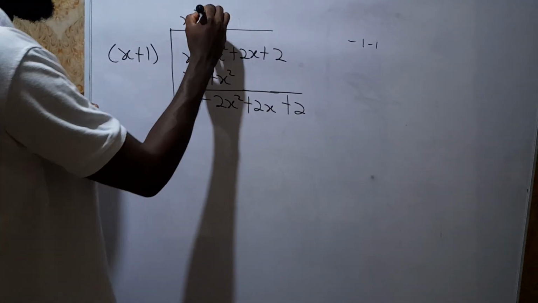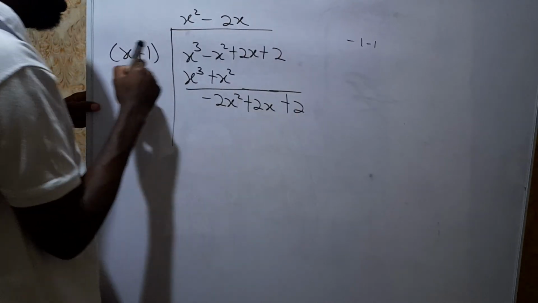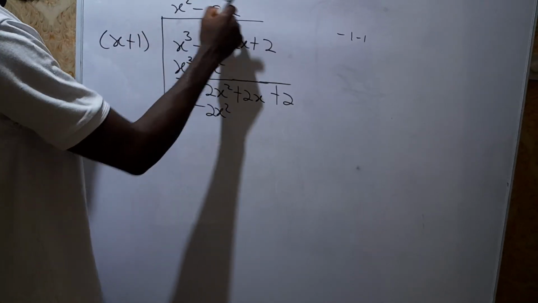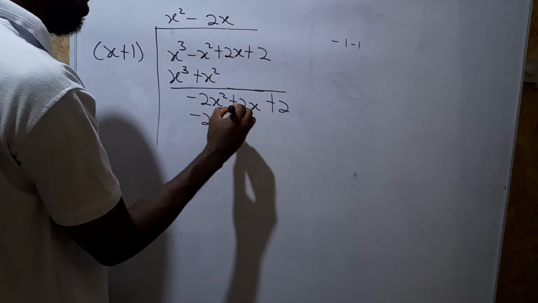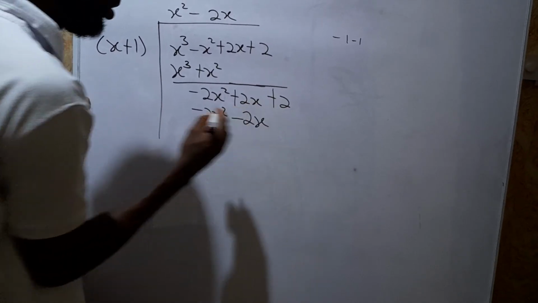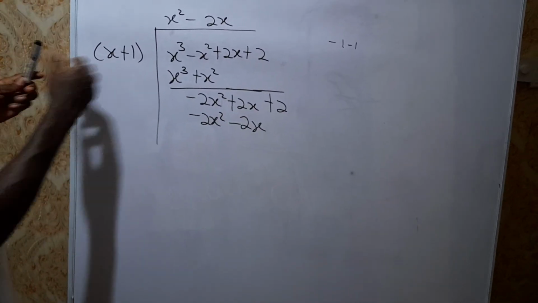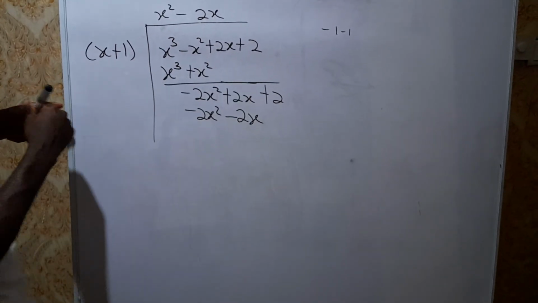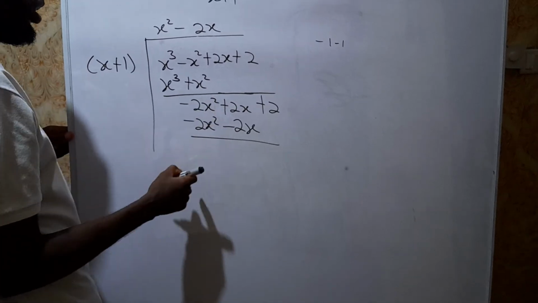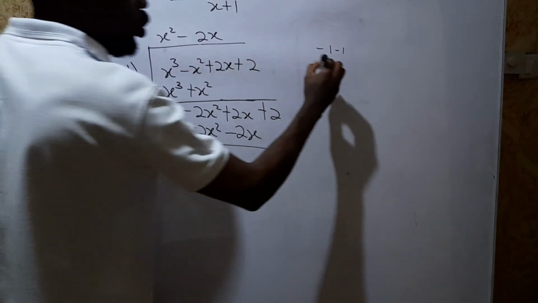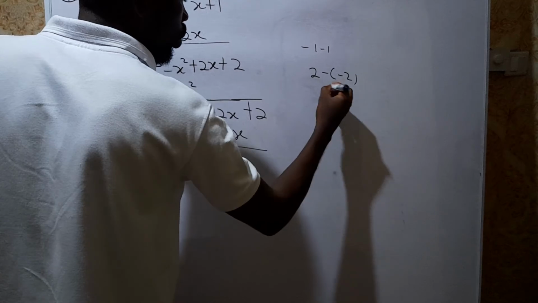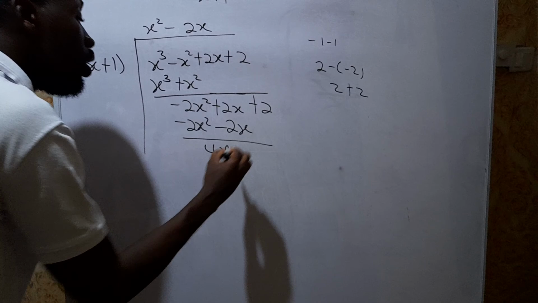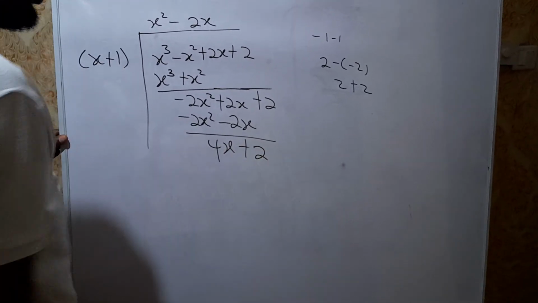This divided by x will be minus 2x. X times negative 2x will be negative 2x squared. 1 times negative 2x will be negative 2x. Now we subtract. This from this will be 0. Then 2 minus negative 2 will be 2 plus 2, and it's 4. So we have 4x plus our constant.